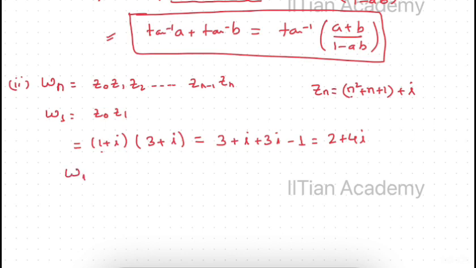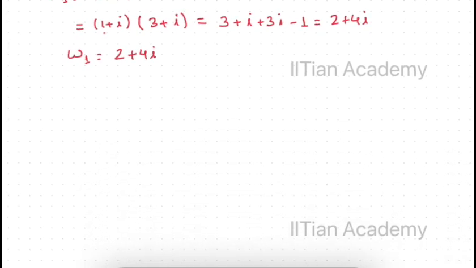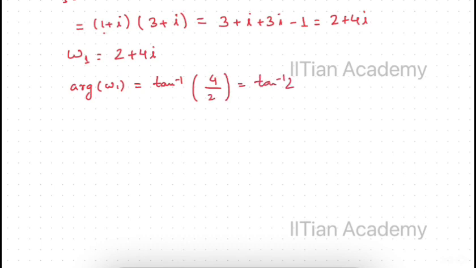Now the argument of W1, as we already understood, is tan inverse of the imaginary part, which is 4, over the real part, which is 2. This comes out to be tan inverse 2, which is what we needed to prove in the question. The argument of W1 is tan inverse 2.